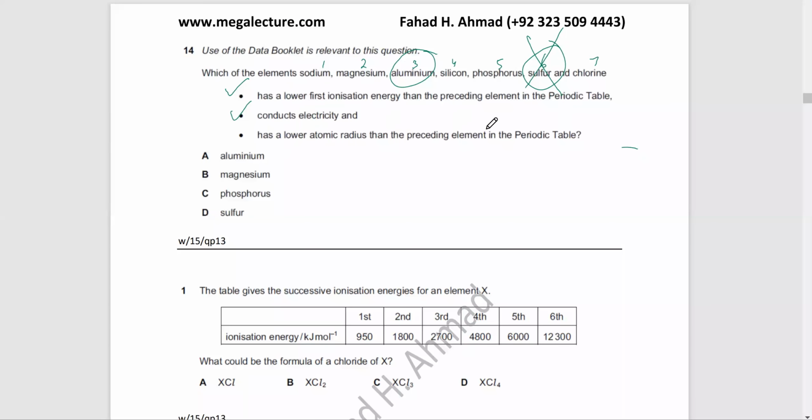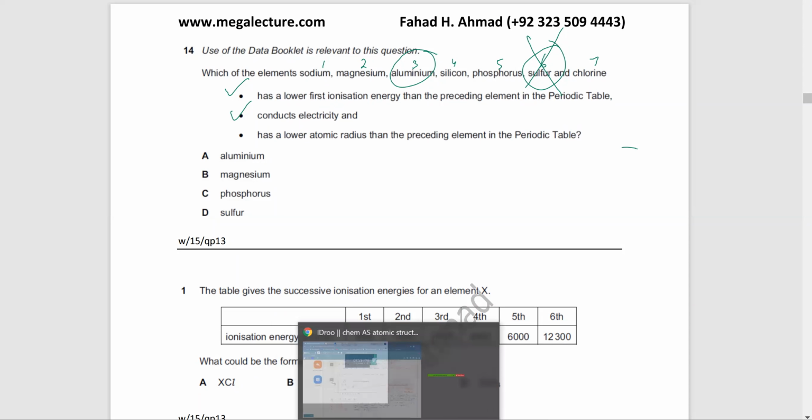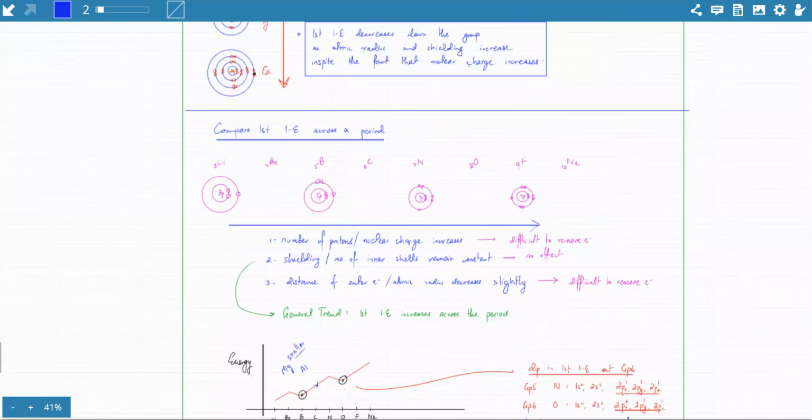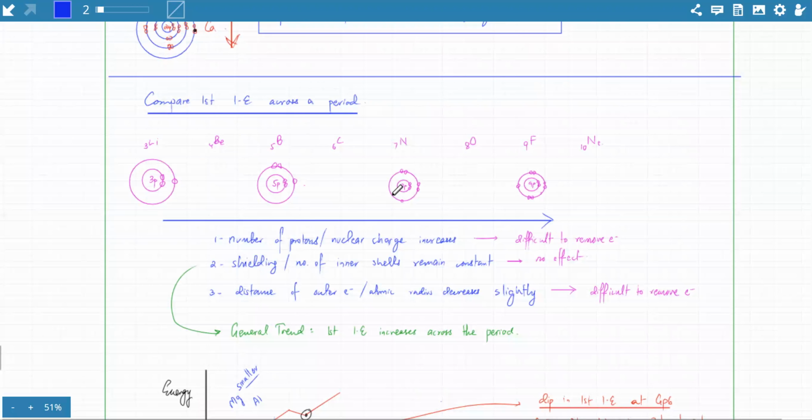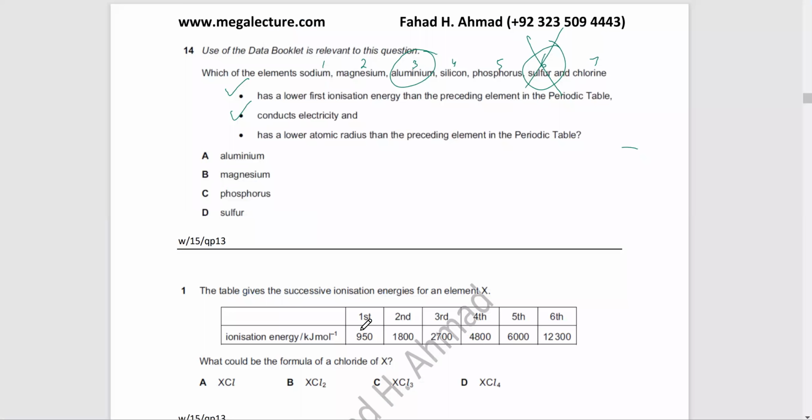And it has a lower atomic radius than the preceding element in the periodic table. So it does have a lower atomic radius. Why? Because we just saw that across the period, the atomic radius slightly decreases. The elements to the right have more protons, so electrons are more attracted. So the elements to the right would have a smaller atomic radius than the preceding element, the one before them. So this statement is also correct. Aluminium is going to have a smaller atomic radius than the one preceding it. So the answer to this is aluminium.